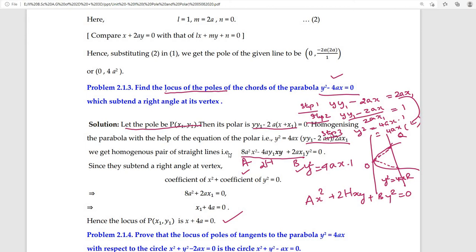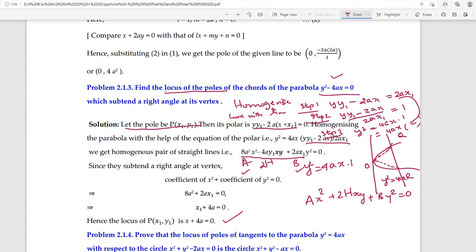So whenever a chord subtends a right angle at its vertex, the concept to be used is: homogenize the curve with the help of the line. That is the concept to be used here.